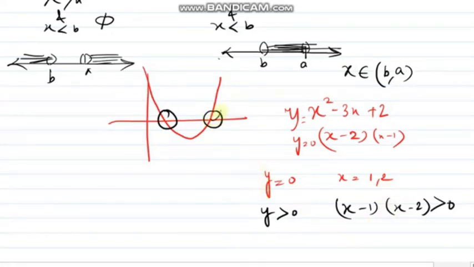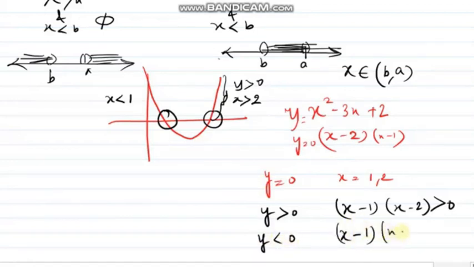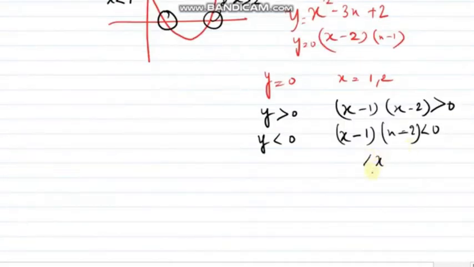Do you agree? When x is greater than the larger number 2, the curve is going up, that is y greater than 0, and when x is less than 1, the curve is again going up and y is greater than 0. Do you agree? For y less than 0, just check (x minus 1) into (x minus 2) less than 0. The solution is x is in between 1 and 2. Put any values of x in between 1 and 2, then y will be negative. Do you agree?